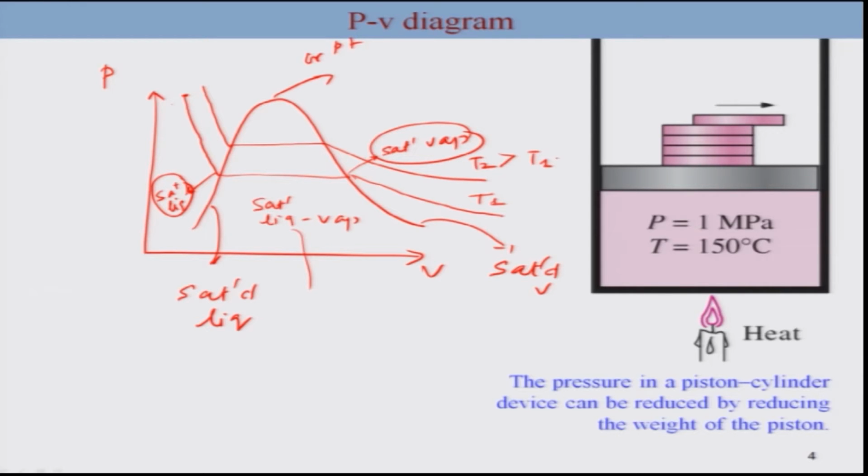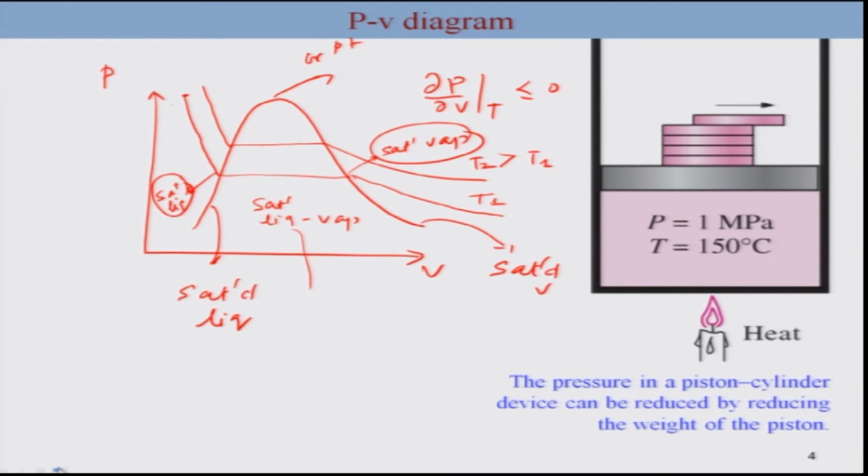The slope in this case is negative. So that means del P by del V at constant temperature is less than or equal to 0. So this is the case of the PV diagram for the case of a pure substance.